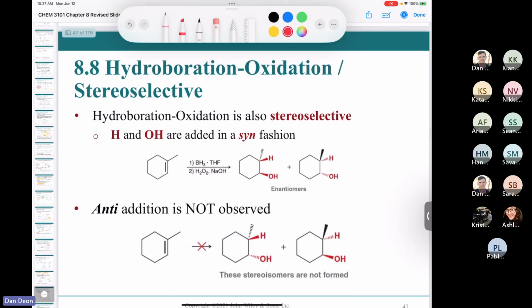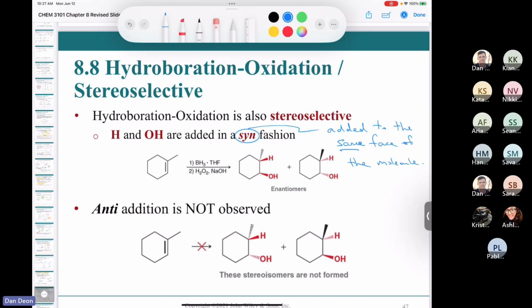And so not only is hydroboration oxidation regioselective to give us the anti-Markovnikov product, it's actually stereoselective too, because you're adding two groups, aren't you? A hydrogen atom and a hydroxyl group. And what we get is what we call syn addition. So, syn. And syn addition means added to the same face of the molecule.